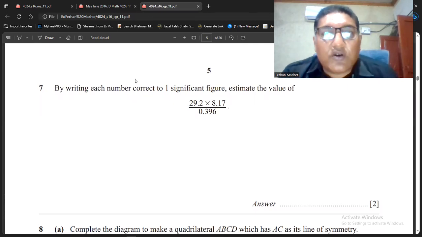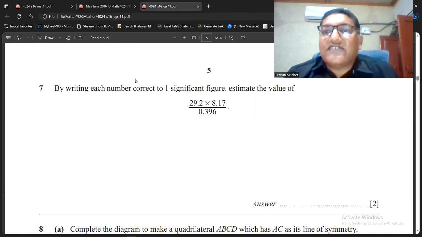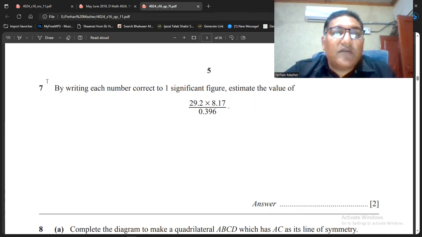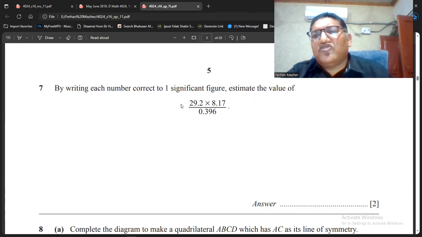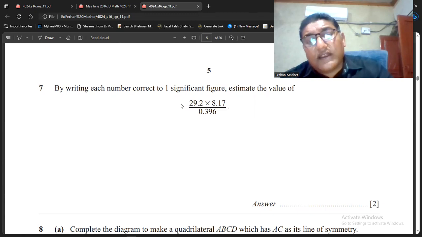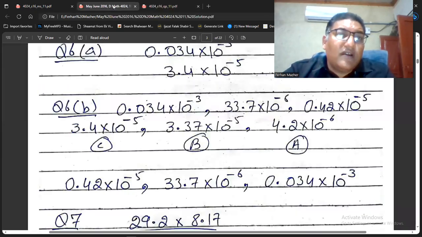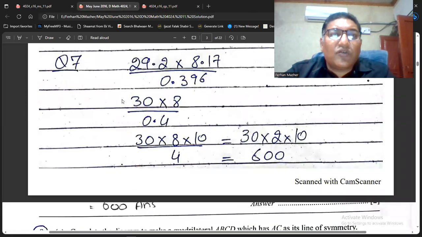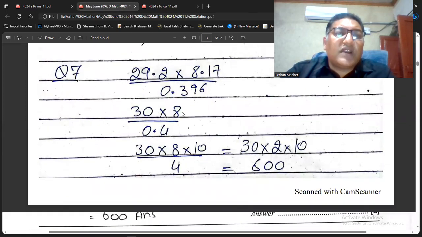By writing each number correct to one significant figure, estimate the value. The important words here are that we have to estimate, okay? And we have to write down each number correct to one significant figure. So 29.2 will become 30, 8.17 will become 8, and 0.396 will become 0.4. And then I can remove the decimal of the 0.4. This becomes 30, this becomes 8, this becomes 0.4.